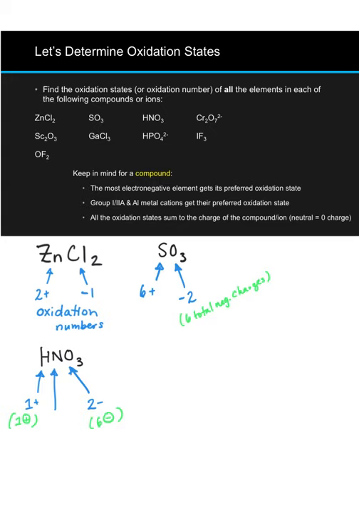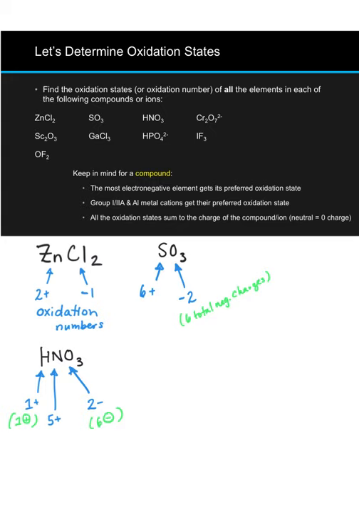The nitrogen here needs to compensate for those 5 total negative charges by being a 5+ oxidation state, 5 positive charges. Together, 1 positive plus 5 positives, 6 positives, and 3 oxygens that are each 2- give us 6 negative charges. So that's how we assign oxidation states to everything in HNO3.